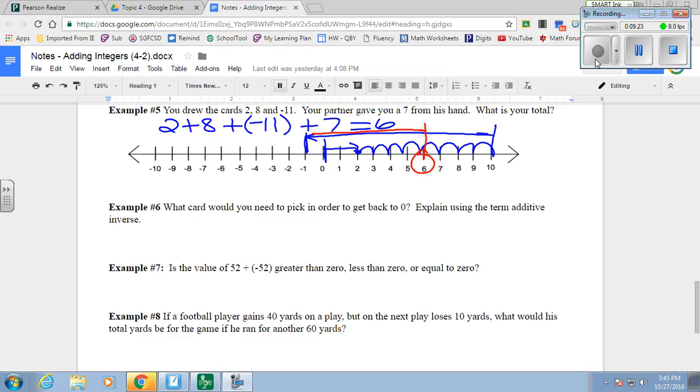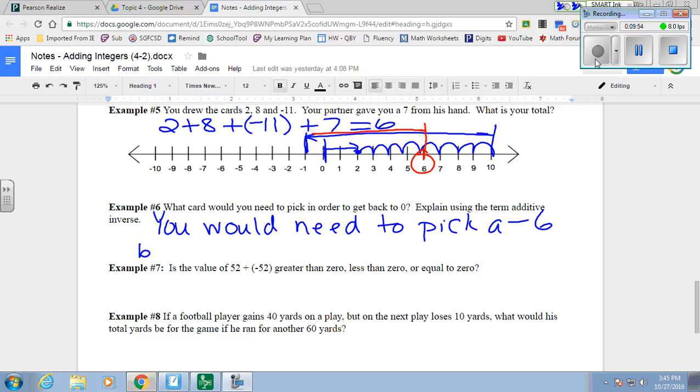Number 6 says, what card would you need to pick in order to get back to 0? So if we were at 6, I would need to get back to 0. I would have to probably pick a negative 6. And my reasoning would say you would have to pick a negative 6 because negative 6 is the additive inverse to 6.